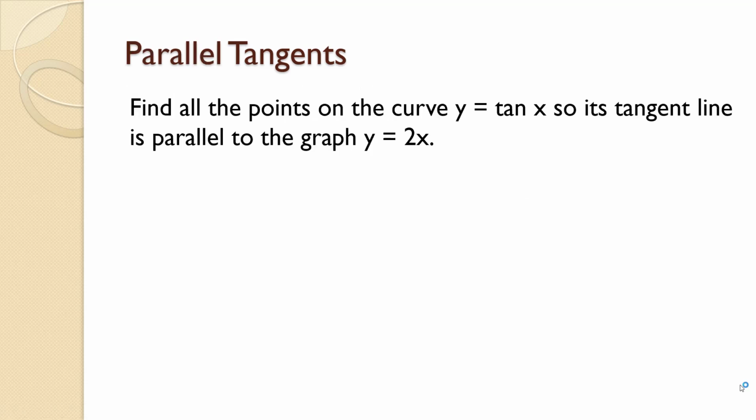Let's find all the points on the curve y equals the tangent of x, whose graph looks like this between negative pi over 2 and pi over 2. I want to find all those points on this graph so that the tangent line is parallel to the line y equals 2x. Let's just say this is the point I'm interested in, and here's the tangent line I'm considering right now. Now the graph of y equals 2x would look kind of like that.